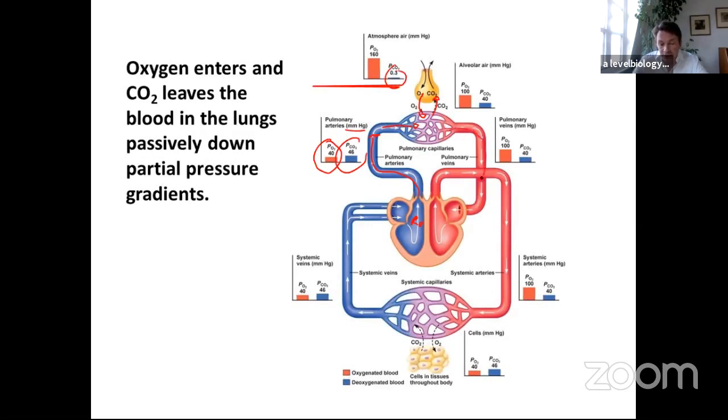Blood comes down the pulmonary veins, which are not an exchange surface, goes out through the aorta, again not an exchange surface, down to the systemic capillaries, and at that point you've got a gradient of partial pressure from the systemic arteries to the systemic capillaries of 100 to 40, so the oxygen will diffuse out of the blood and into the tissues. And then the carbon dioxide will diffuse the other way and back into the blood.